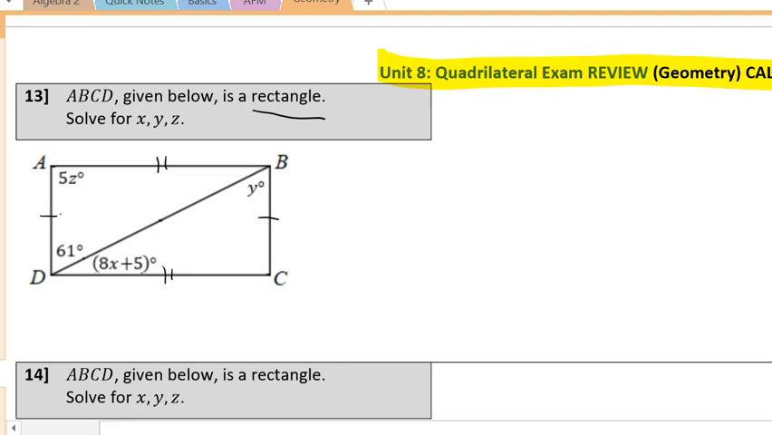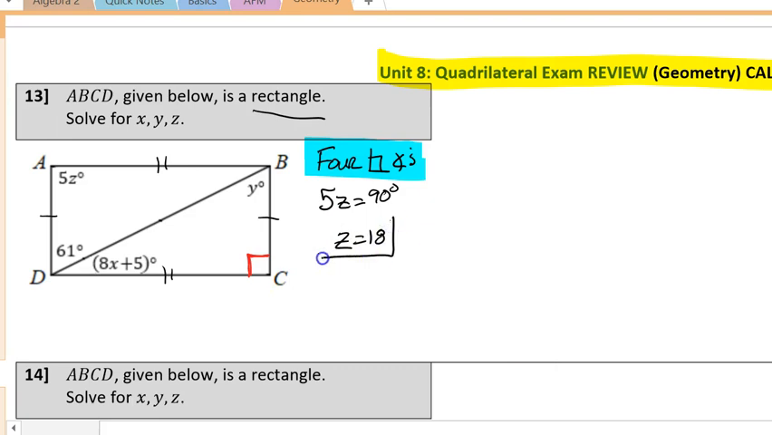Additionally, we have the angles that are in the corners. We have 4 right angles listed all there, which is great. So to start off with, since I know that there are 4 right angles, all 4 of these are right angles, meaning this 5z is equal to 90 degrees. And we can solve, giving us that z is equal to 18.